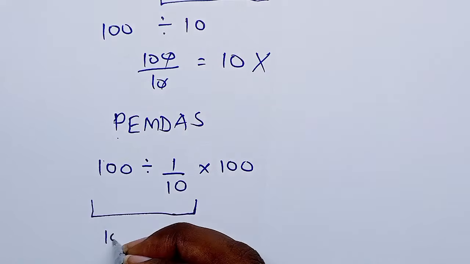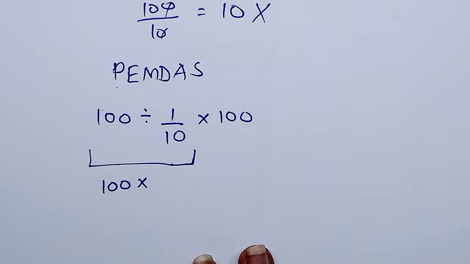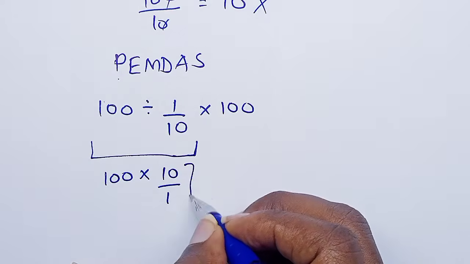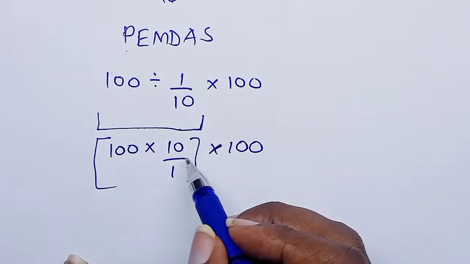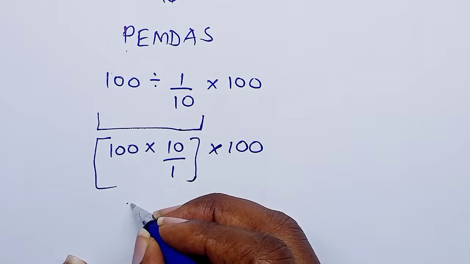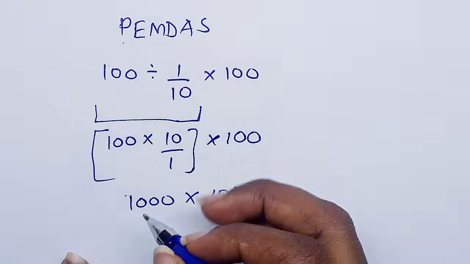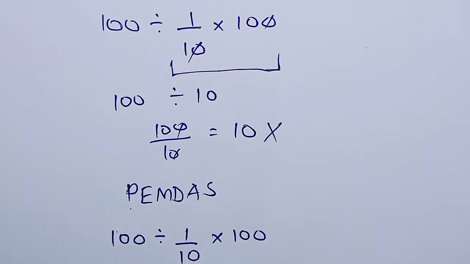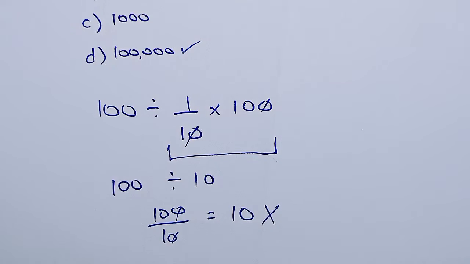You can change the sign and multiply by the reciprocal. When you multiply by the reciprocal here, it will be 10 over 1. Then times 100. So this 100 times 10 becomes 1000. Then times 100, which becomes 100,000. So the right answer was actually option D, which is 100,000. You're always supposed to follow PEMDAS.